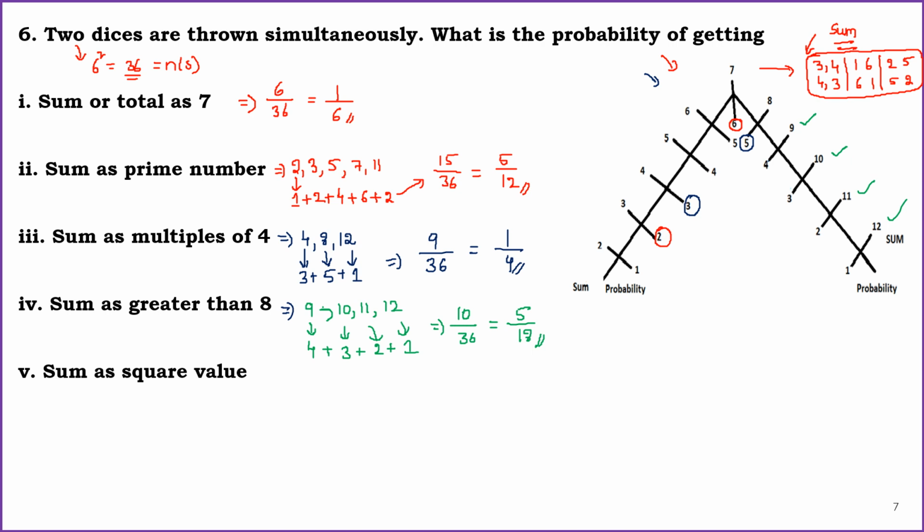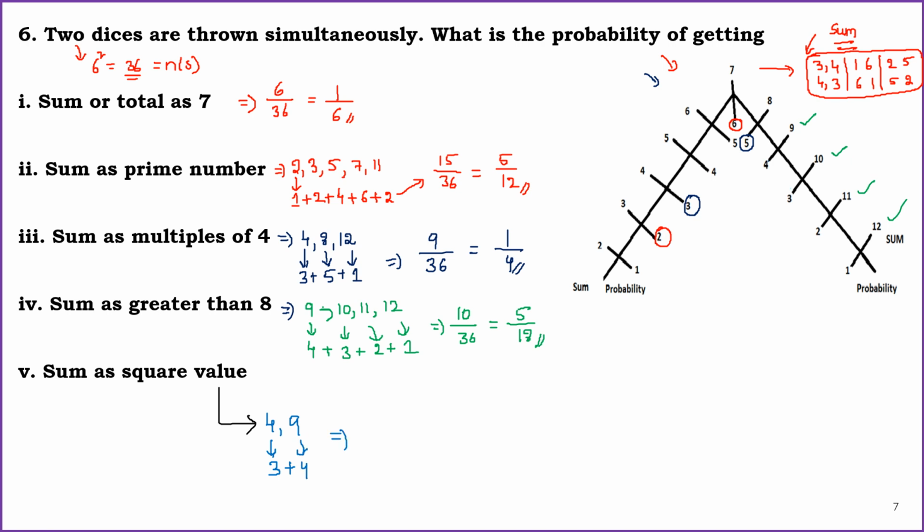Okay. Next one. Have a look. The sum as a square value. I have to get the sum as a square value. Have a look here, dears. I can get the sum as 4. 4 is a square value. And I can get the sum as 9. 9 is a square value. 2 square and 3 square. How many possible cases are there? For 4, it is 3. And for 9, it is 4.